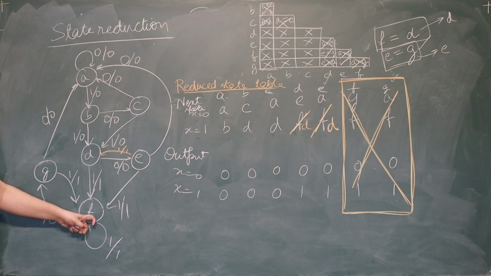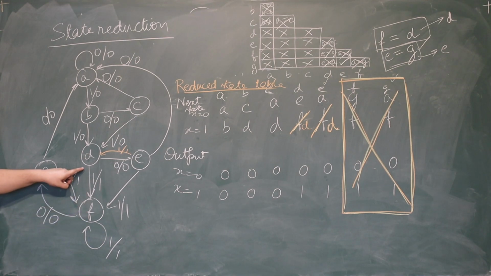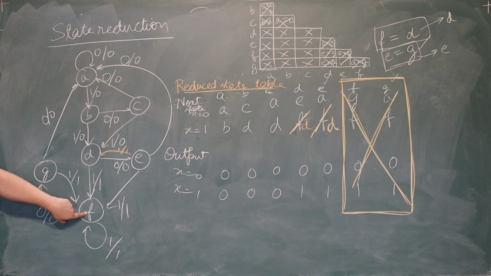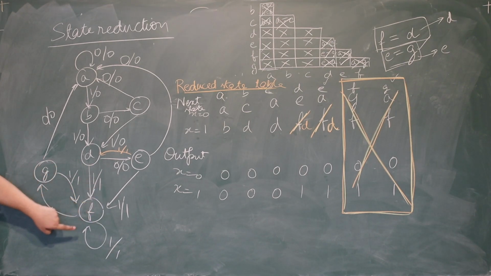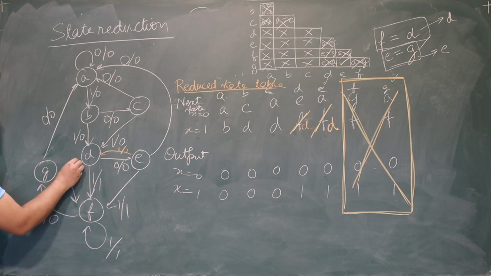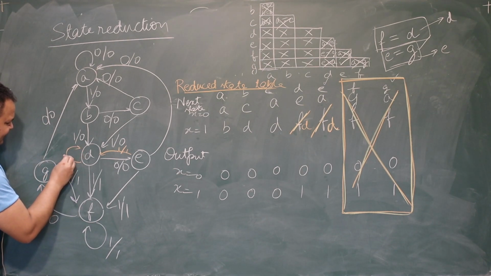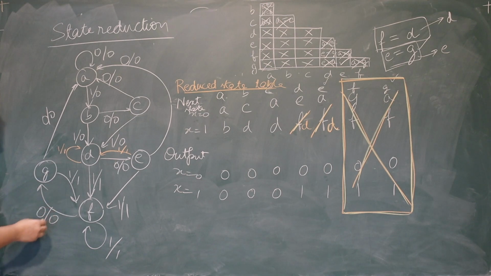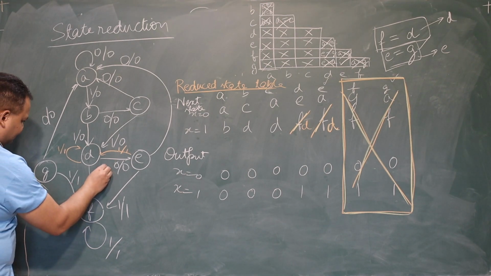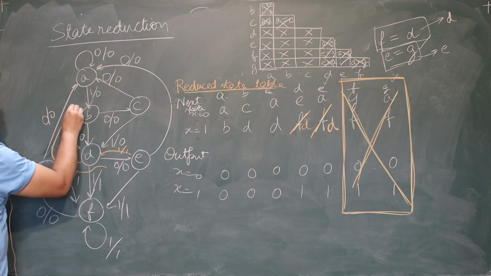What about D? D used to go to F. Now where will it go? Back to D itself. So D will stay on itself on 1 1. And this whole thing will be gone. We'll no longer need this.